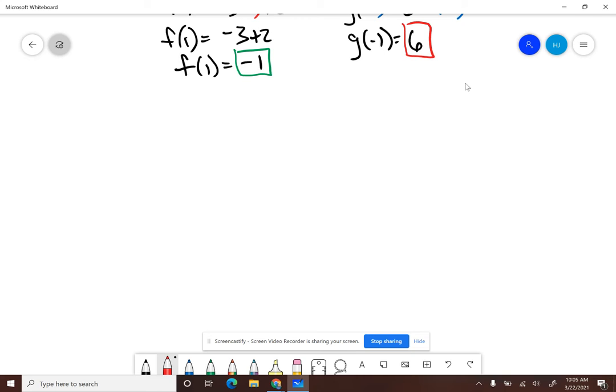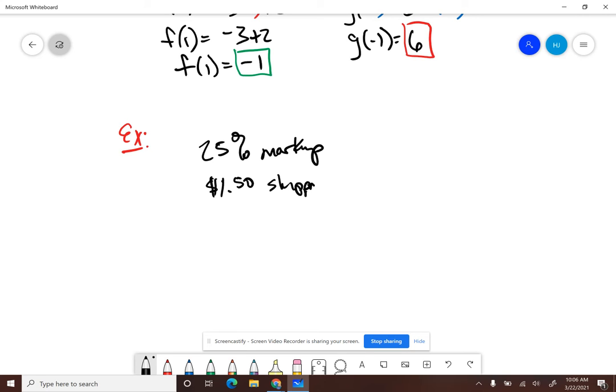So let's say, for example, and this is just a practical example we're going to do. Let's say that a video game store adds a 25% markup, 25% markup on all the games that it sells. And in addition to the manufacturing cost, the store also pays $1.50 shipping charge on each game. Okay.